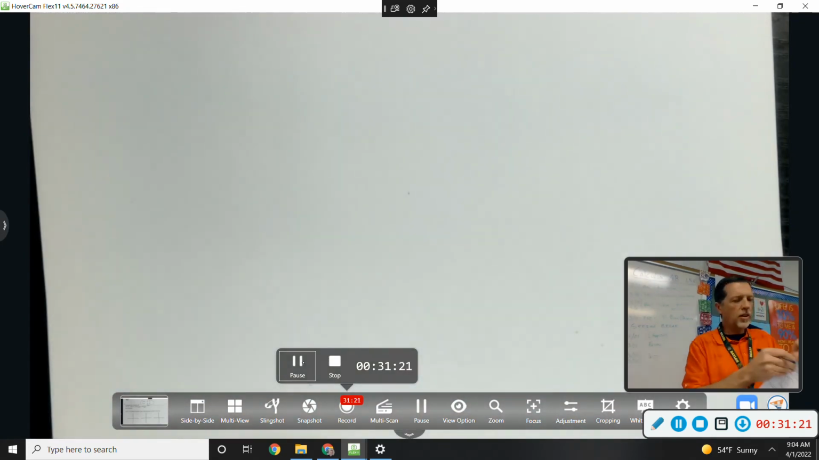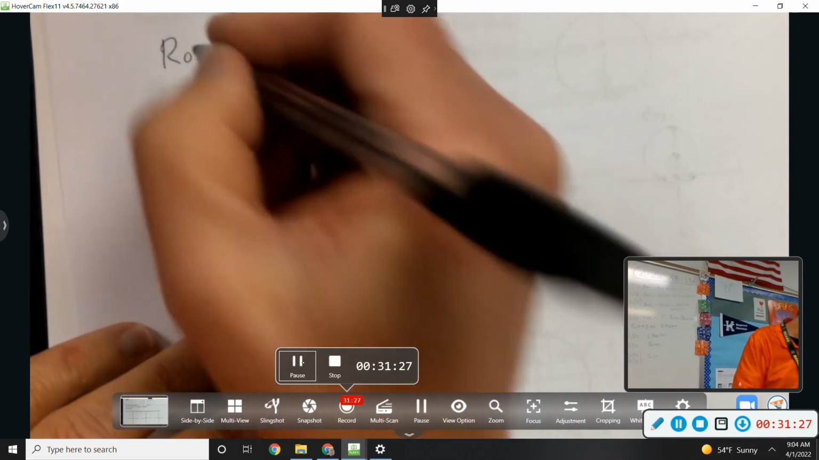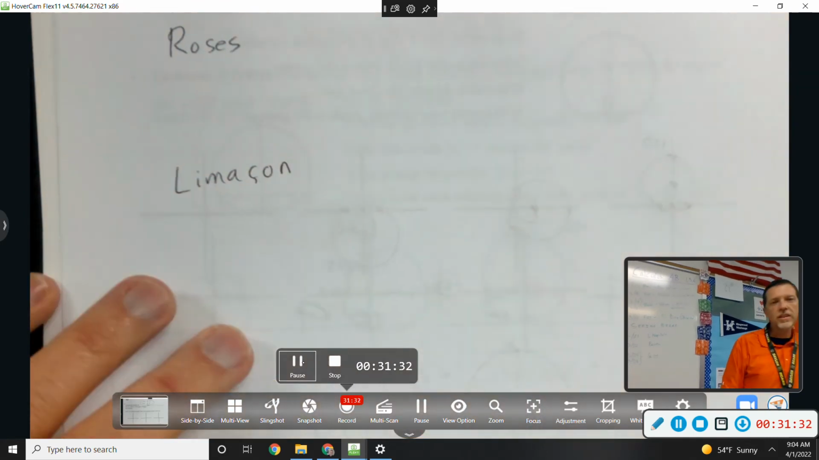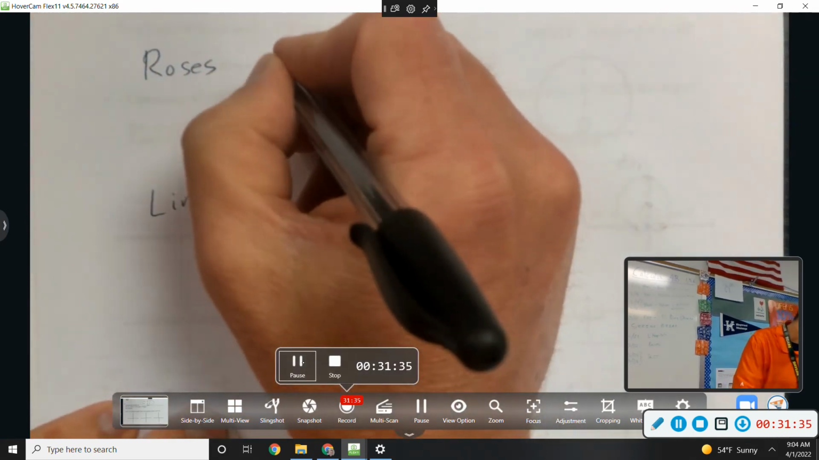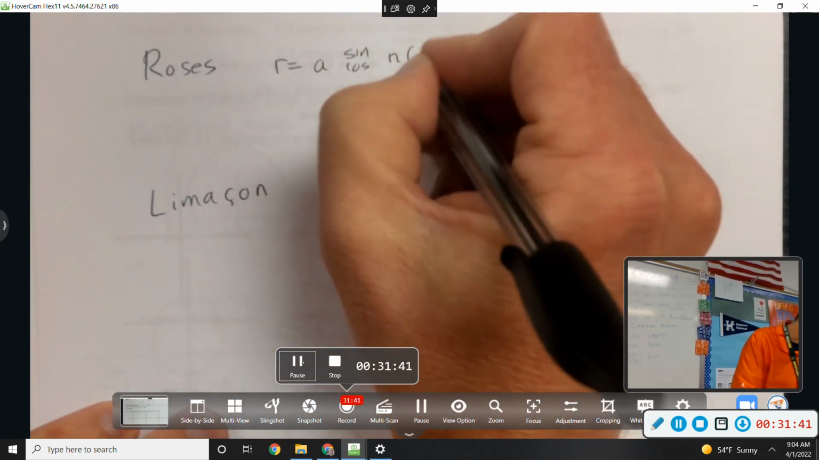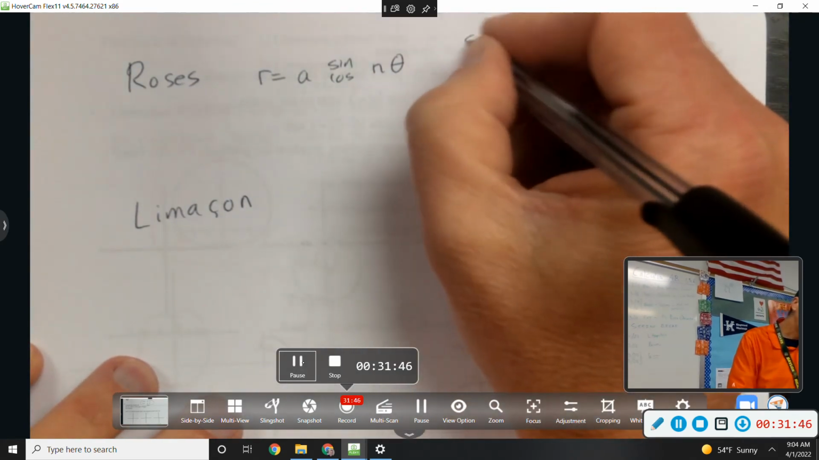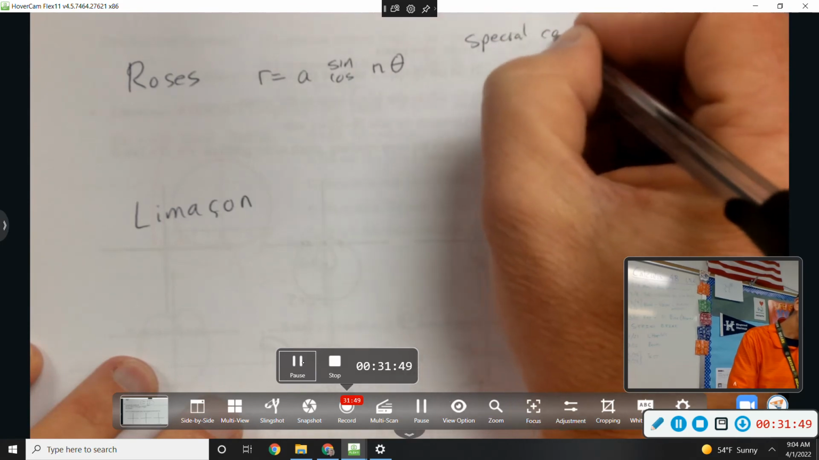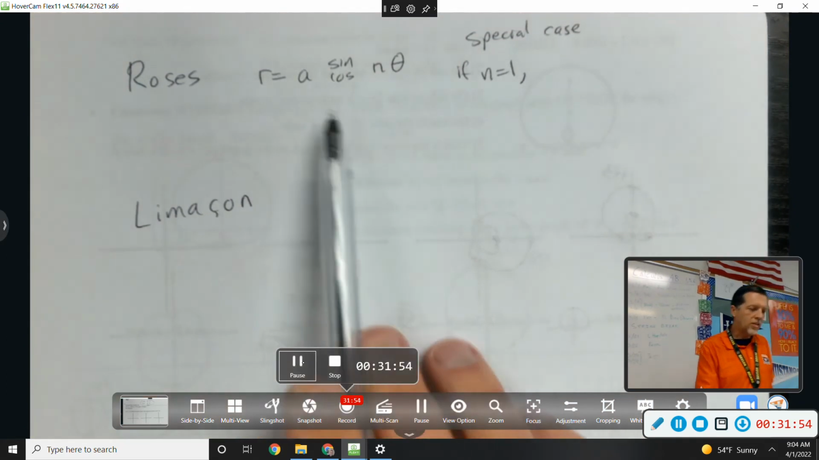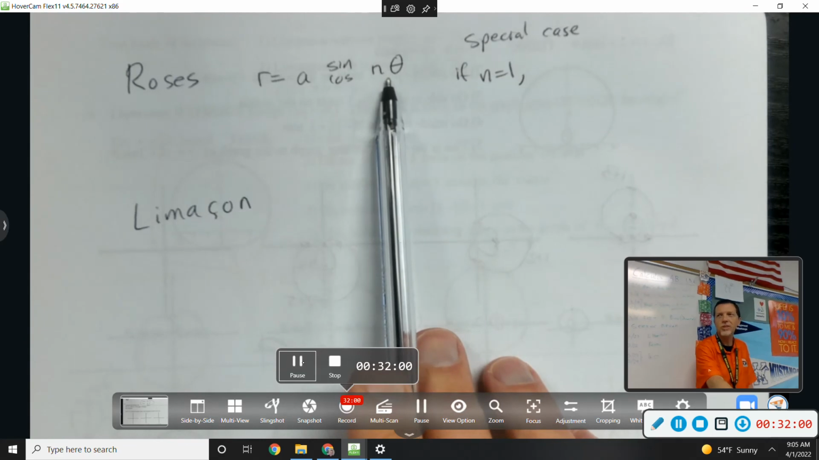On the back of this, I'm going to say there's only 2 shapes you need to know. Roses. A sine or cosine of n theta. The special case: if n equals 1, what does this graph become if n is 1? A circle. It's one petal, so it's a circle.